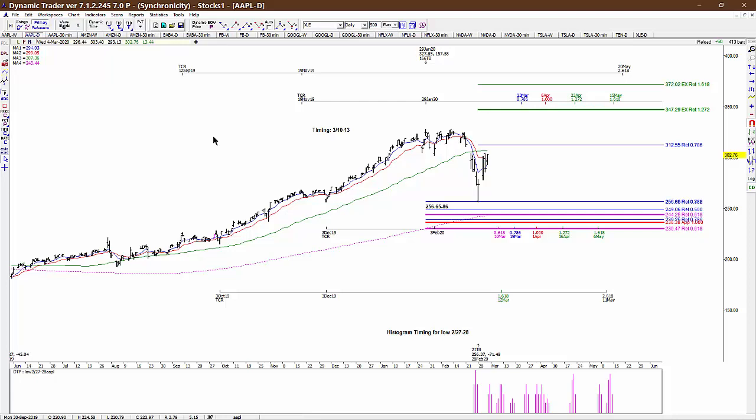Well, I need to, with this market, go out and have a couple of cocktails. So I'm going to stop it here.